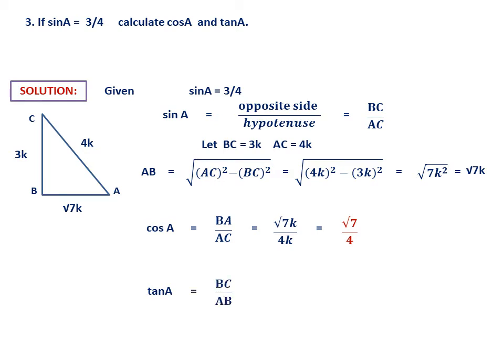Similarly, tan A equal to, what is the definition? BC by AB. BC means it is the opposite side divided by AB, the adjacent side. So that will be equal to 3K by root 7K. So that will be equal to 3 by root 7. So this is the answer. So this is the third question.